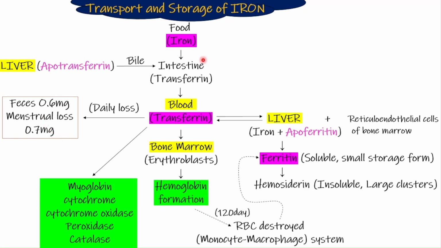Okay, so this is all regarding the transport and storage of iron. The things to remember are what are the things which are formed by the iron, and then the two most important things are that iron is being transported in the form of transferrin, whereas it is stored in the form of ferritin. So this is all regarding transport and storage of iron.